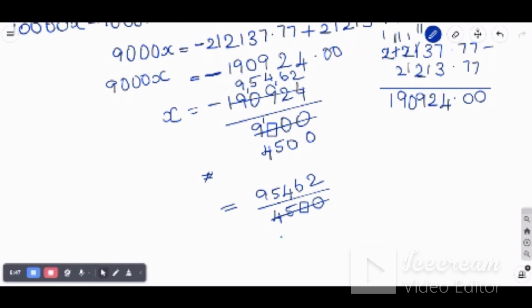Let us divide again by 2. 2 twos are 4, 2 twos are 4, 5, and 5 twos are 10 and a 0. Now again, 4 twos are 8, 7 twos are 14, remaining 1, 7 twos are 14, 3 twos are 6 and a 1. So this is our answer.